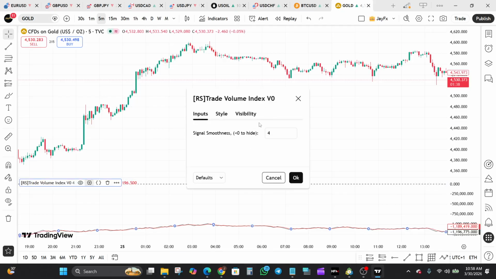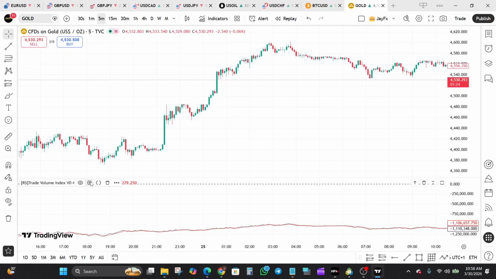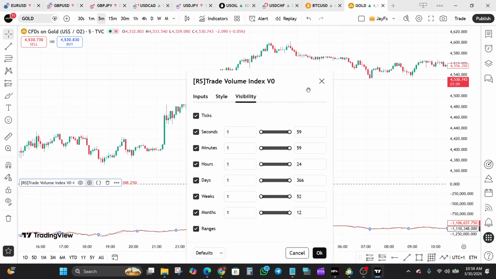Let's just quickly go to the input, and you can see you can actually modify the signal smoothness. Depending on how sensitive you want the indicator to be, you can modify the signal smoothness. Let's see the style. Of course, you can change the colors, and you can decide if you want the labels on price scale to be checked, values in status line, inputs in status line, and so on and so forth.